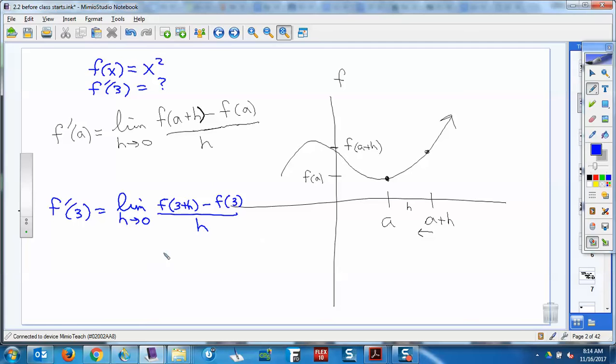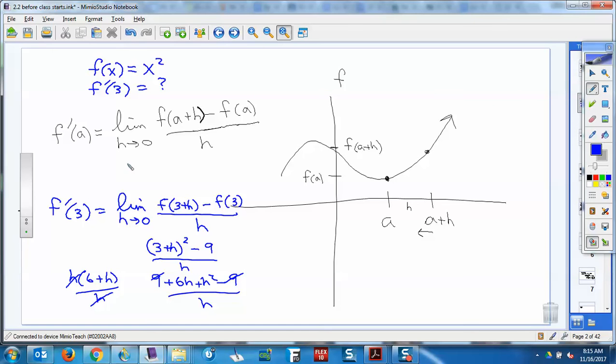I would plug in my 3 plus h, so it would be 3 plus h squared minus 9, all over h. It would be 9 plus 6h plus h squared minus 9 all over h. The 9's cancel, take out an h. I do 6 plus h all over h. The h cancels, and I get 6 plus h. Let h go to 0, I'd get 6. Bingo, right? Just like that. So that's what we were doing yesterday.